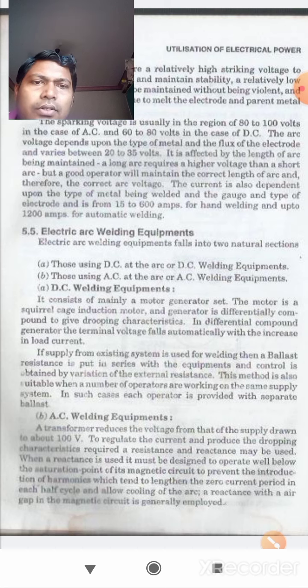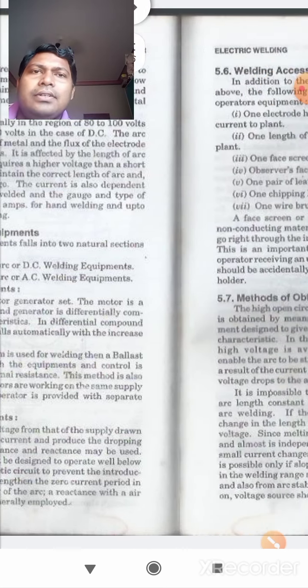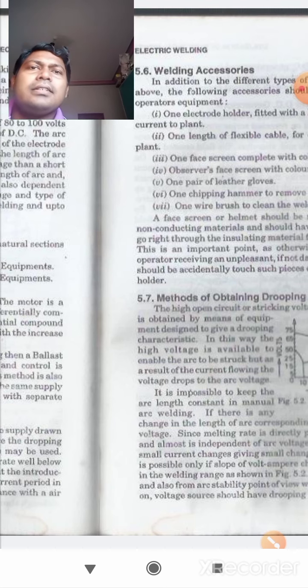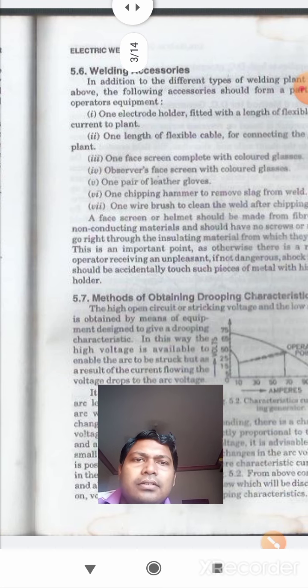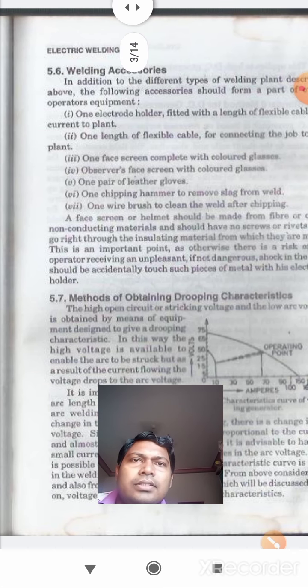Now the harmonics tend to lengthen the zero current period in each half cycle and allow cooling of the arc. A reactance with an air gap in the magnetic circuit is generally employed. So this was about AC arc welding. We have welding accessories which we will discuss in our next class. Also we have the methods of obtaining drooping characteristics, which we will also discuss.